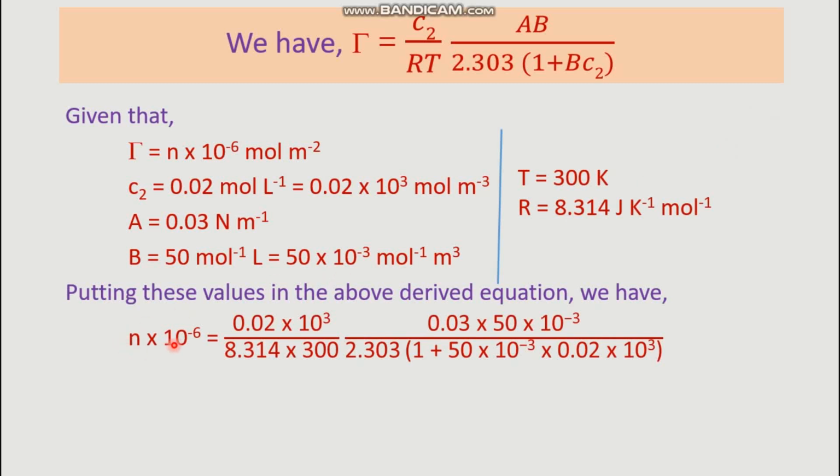In place of capital gamma we put N into 10 to the minus 6. In place of C2 we put this value, then 8.314, and 300 Kelvin of temperature. In place of A, 0.03; in place of B, the converted value in SI units; and in the denominator 2.303 as usual, times 1 plus BC2, where this one is B and this one is C2. After solving this equation we get the value of N up to the second decimal place equal to 2.61. So just input this data and get the full marks.